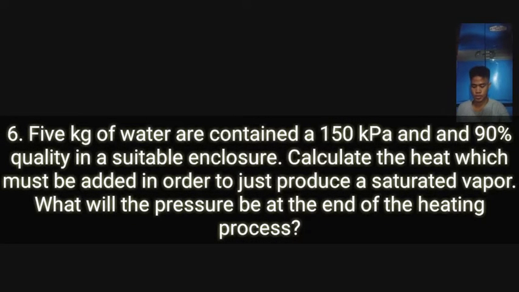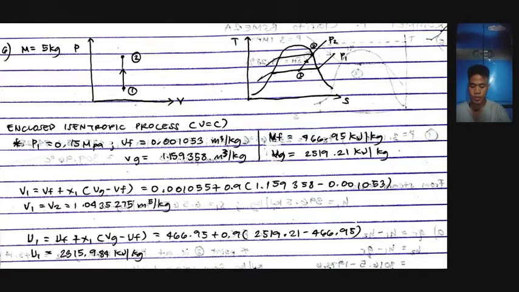Okay, next, number 6. 5 kg of water vapor are contained at 150 kilopascal and 90% quality in a suitable enclosure. Calculate the heat which must be added in order to just produce a saturated vapor. What will the pressure be at the end of the heating process? So okay, enclosed isentropic process of V equals C.